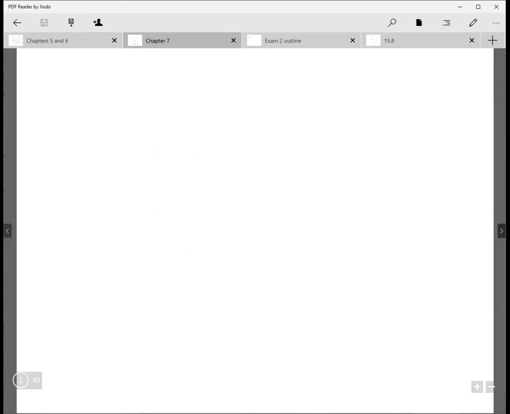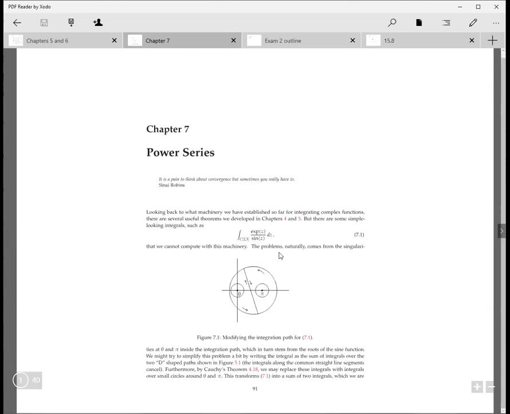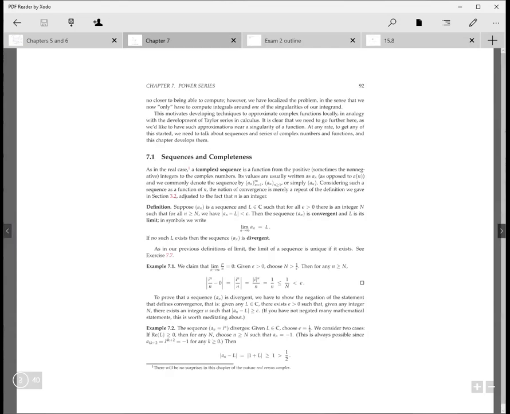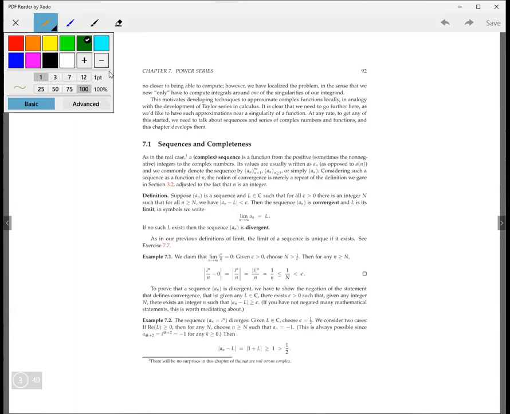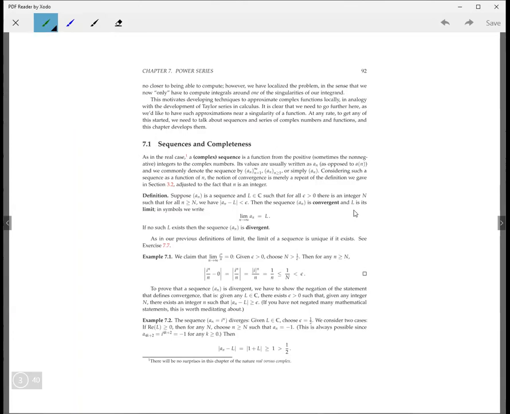Okay, so first off, if we're going to do power series, then we have to start with sequences first. So let's talk a little bit about sequences. Here's the definition.